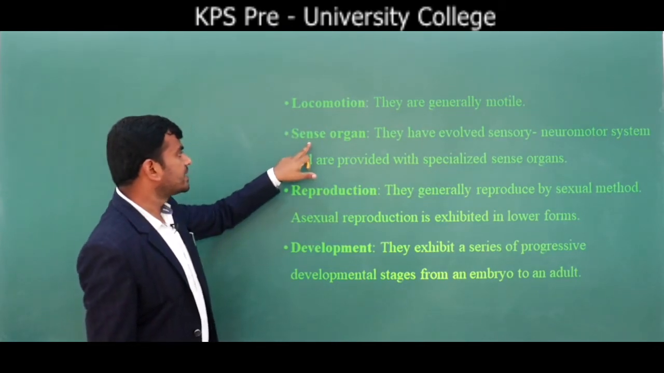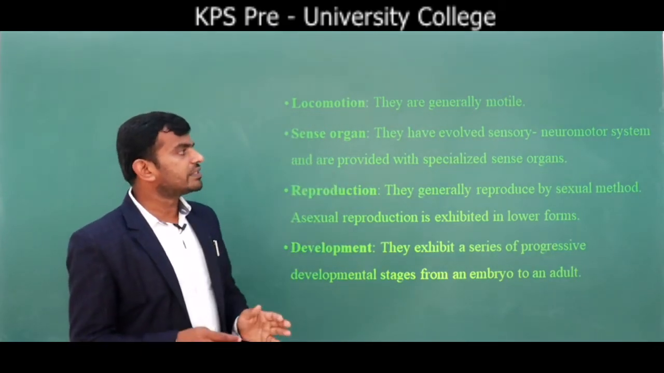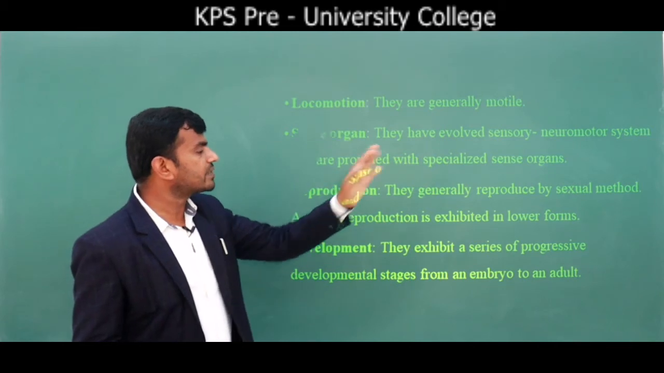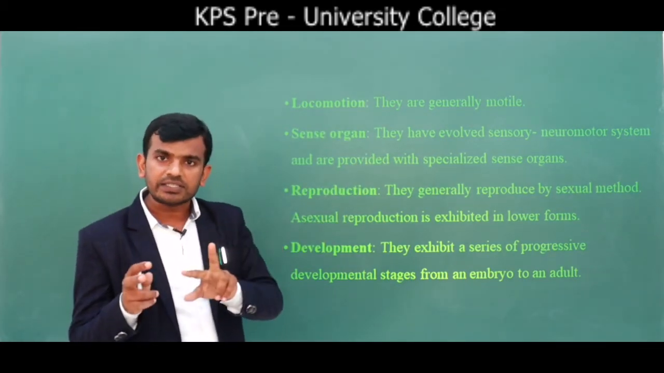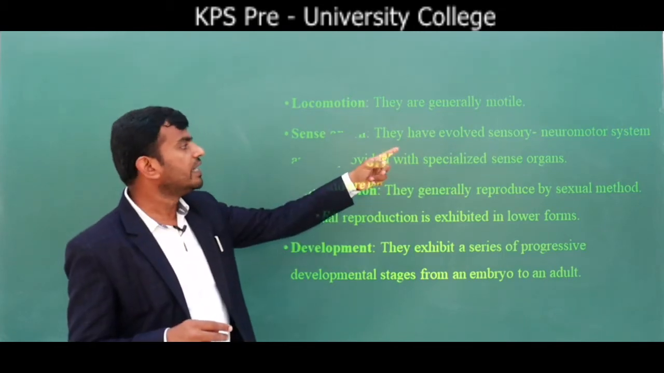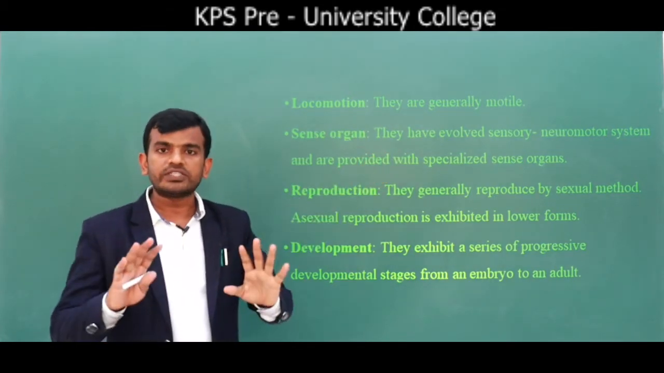The next point is sense organs. They have an evolved sensory neuromotor system. That means they have a nervous system as well as a sensory system. They work together and they are called what? Sensory neuromotor system, which is well developed.